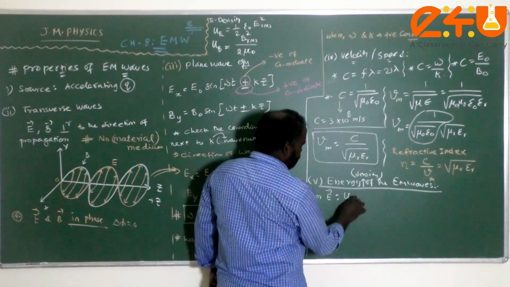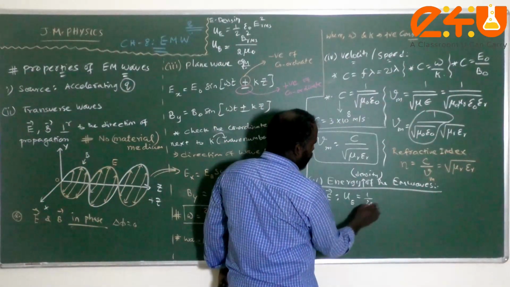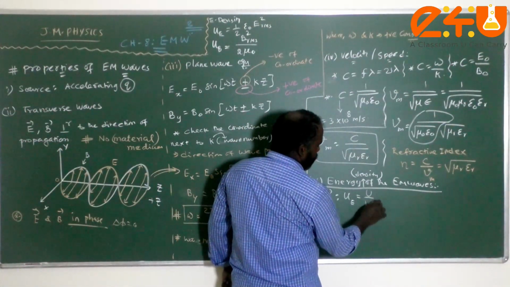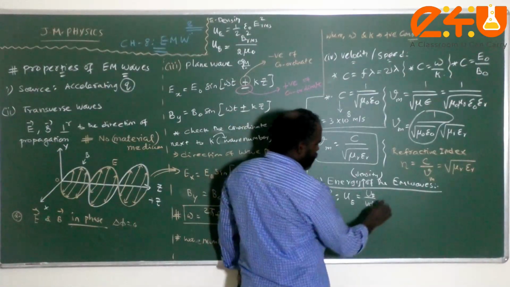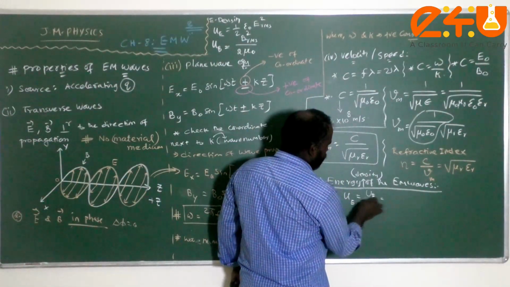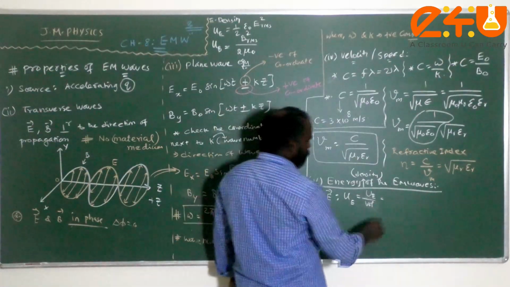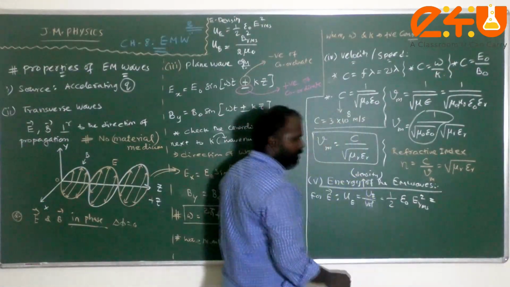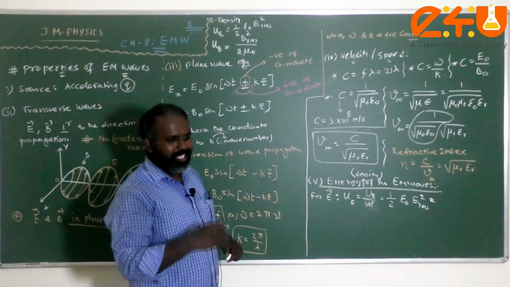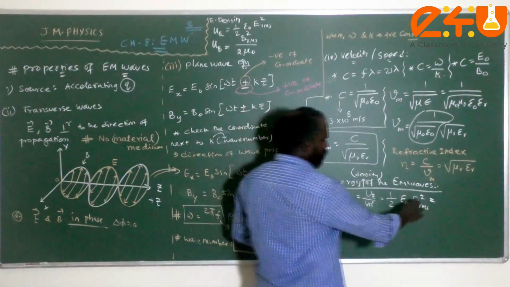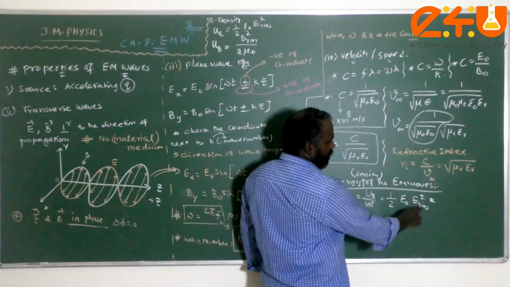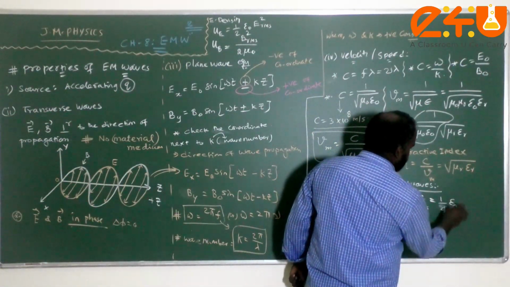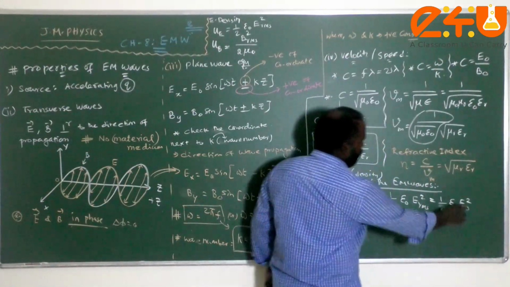As we said earlier, energy density is equal to energy by volume. That is, electrostatic energy by volume is equal to UE, where the suffix E represents the electric field. So that is half epsilon naught E RMS square. But we know that the RMS value is nothing but E naught by root 2, so the square of that value is E naught square by 2. Therefore, I can get that as 1 by 4 epsilon naught E naught square, where E naught is the amplitude of the electric field.